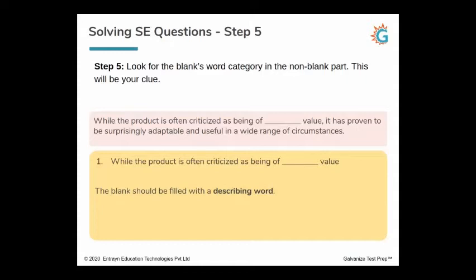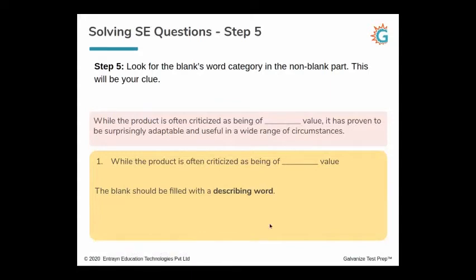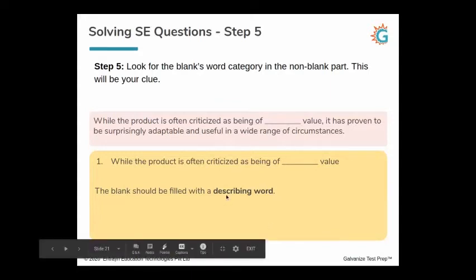Break the problem into parts, and then understand what kind of culprit could have done the crime. That is what you're doing here. You're trying to find the word category, and then you're looking for clues in the second part. That is the information you have, and you're matching it with whatever you've already found. You have a word category here, which is a describing word. Look for describing words in the second part.